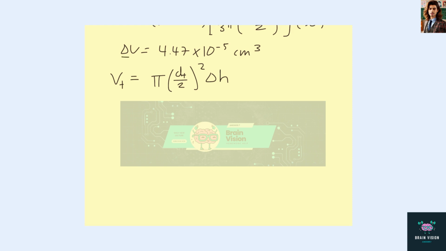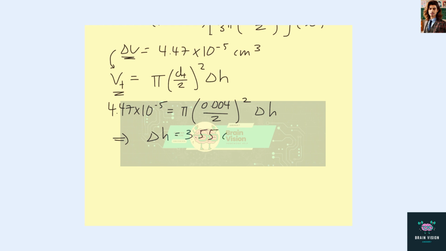Now we know that, like I said before, this change of volume goes to this volume in the tube. So we can set these equations equal and solve for delta h. 4.47 times 10 to the negative 5 centimeters cubed is equal to pi, our diameter of the tube I had as 0.004 over 2 squared times delta h. And you should find that our change of height is equal to 3.55 centimeters.